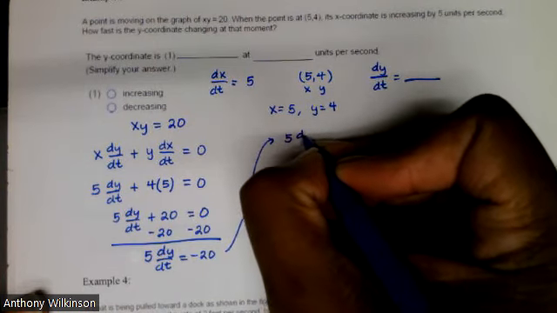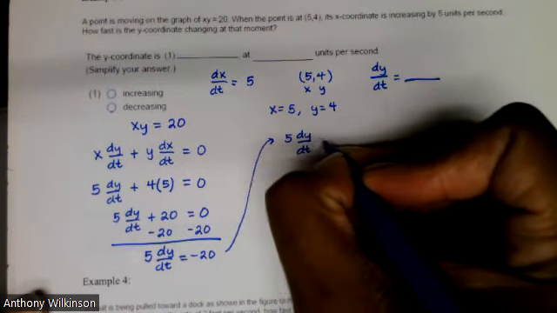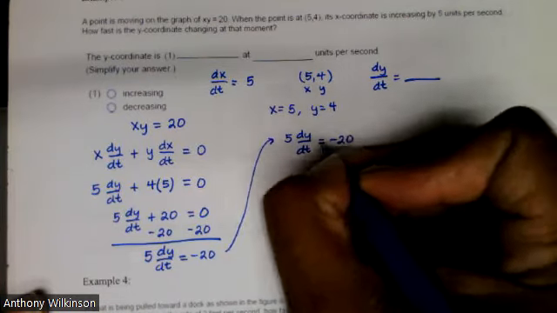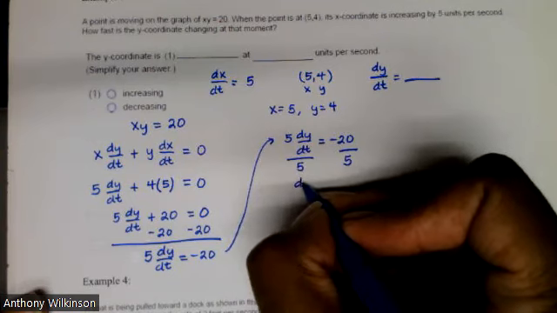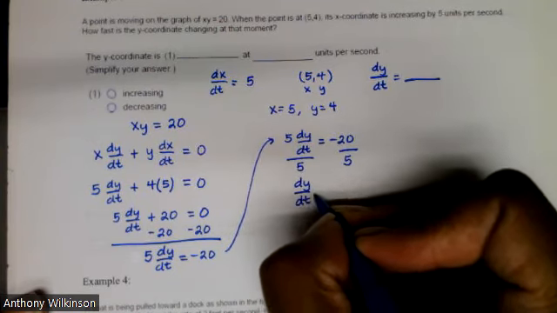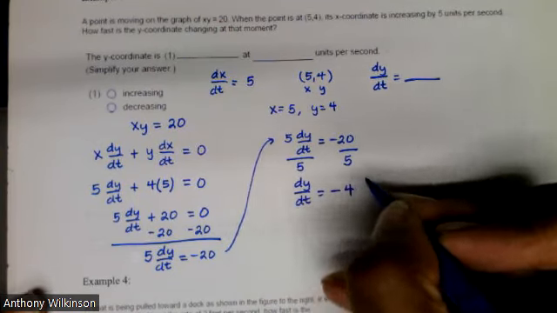Now rewrite this. That way you'll be able to see that I'm going to divide both sides by 5 to get dy/dt by itself. So dy/dt ends up being negative 4.